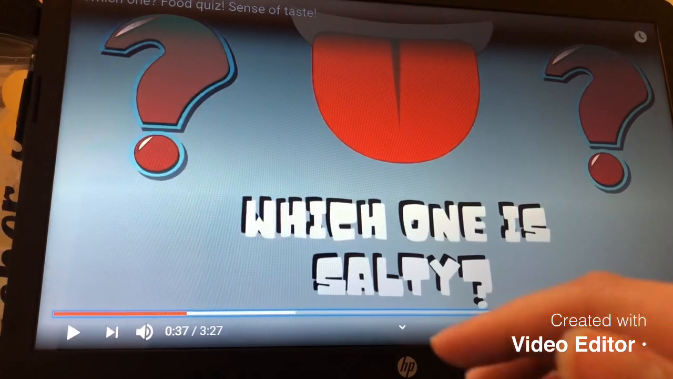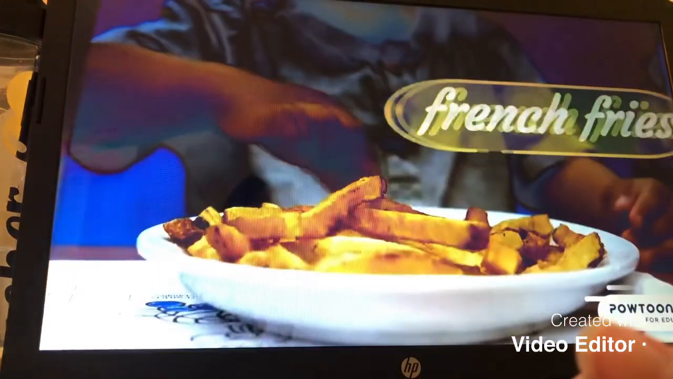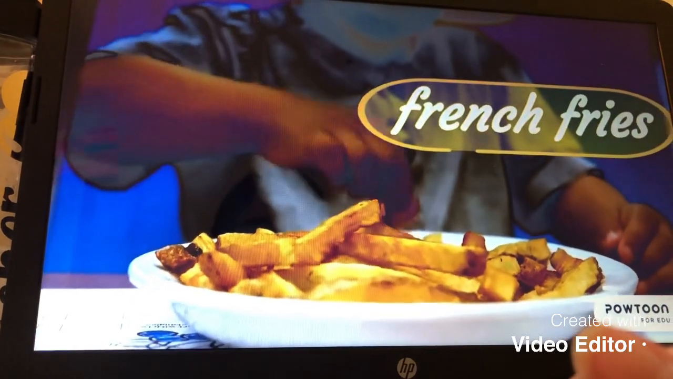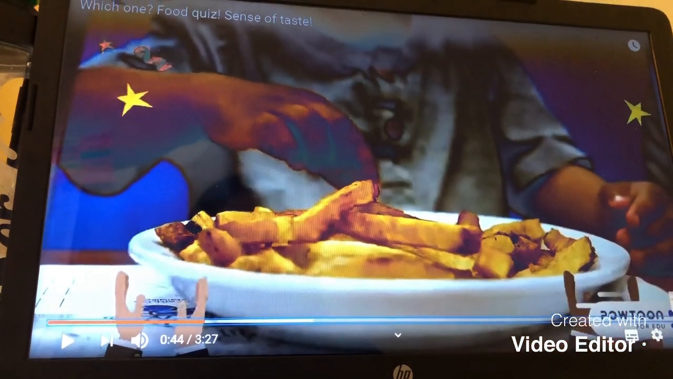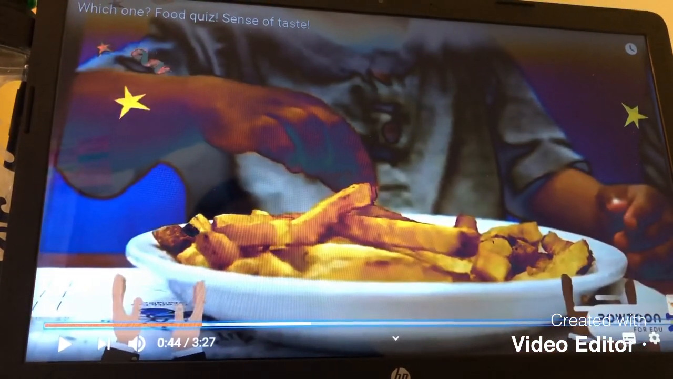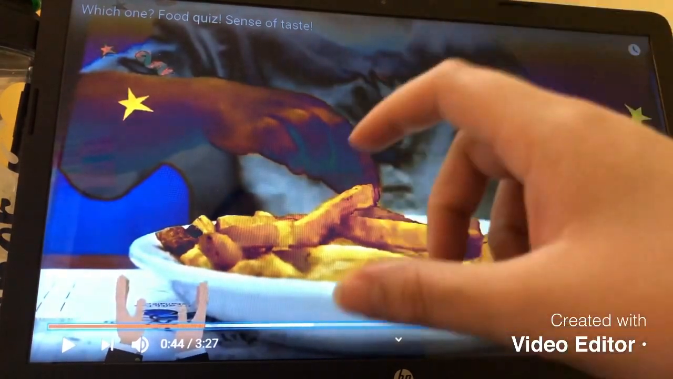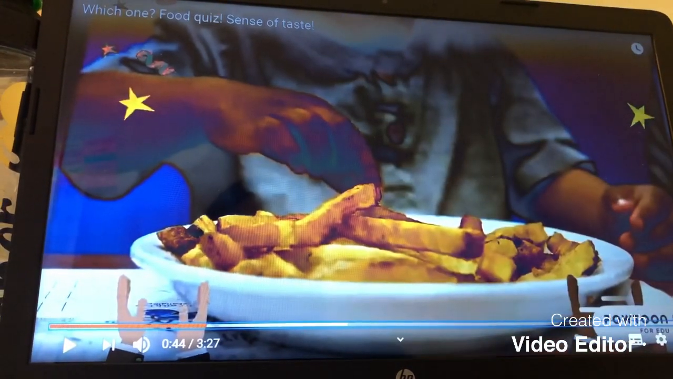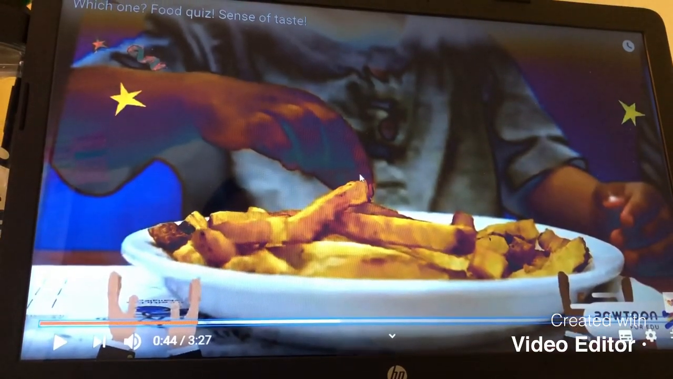Which one is salty? Is the apple pie salty, or is it going to be the French fries? What is it? Very good. Let's go with the number 4. Remember that you have to put the French fries are salty. Remember, okay? So let's go with the next one.